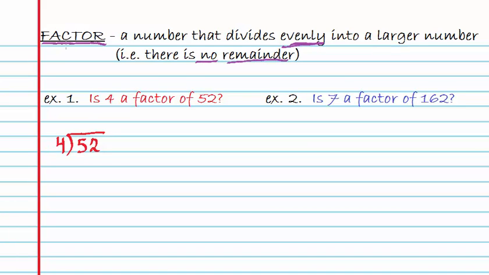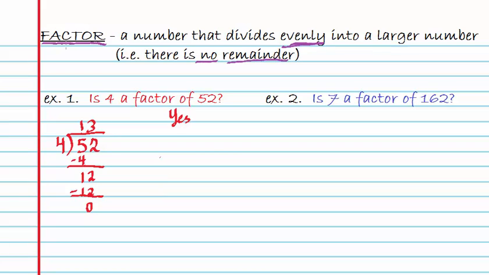When I'm doing long division, 4 goes into 5 one time. 1 times 4 is 4. I subtract. 5 minus 4 is 1. I bring down the 2. 4 goes into 12 3 times. 3 times 4 is 12. So 12 minus 12 gives me a remainder of 0. Therefore, 4 is a factor of 52. So the answer to this question would be yes.